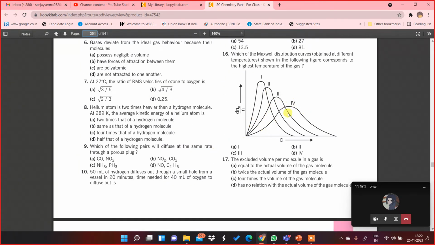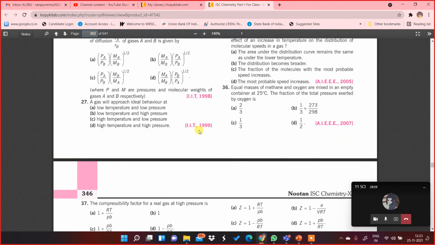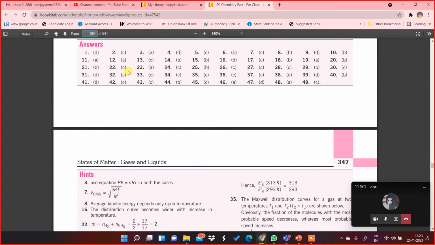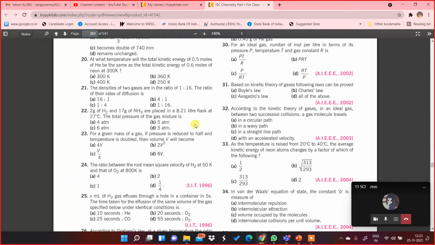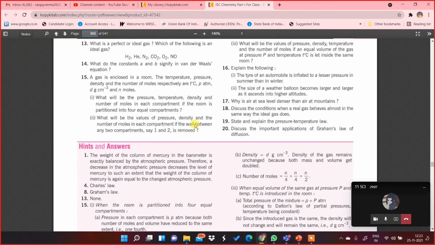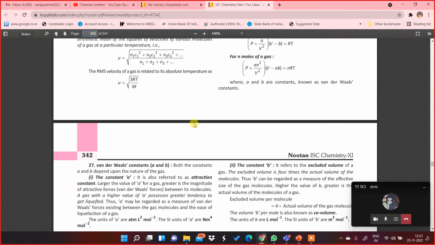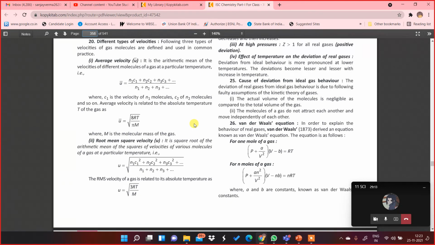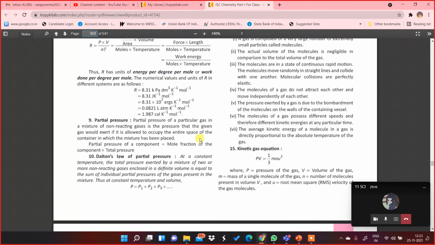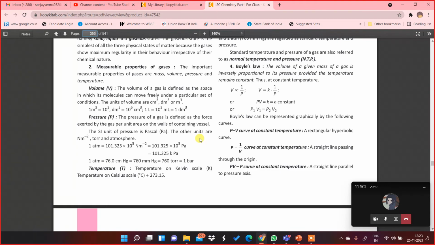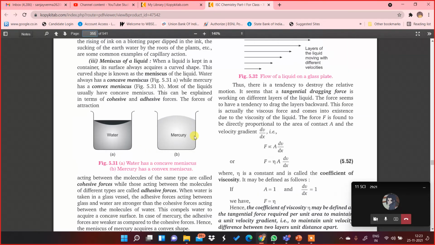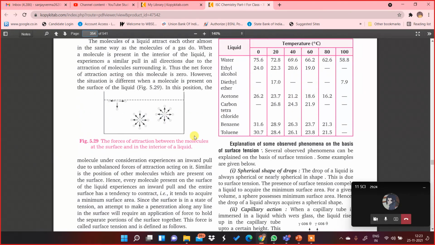This is the Maxwell distribution curve. With the rise of temperature, the randomness increases and the area is decreasing. Like this question, you solve. The options and correct answers are given here already. Then for numericals, I'll tell you which ones you should go through. Only simple numericals; numericals based on the Van der Waals equation are not required. You can read through viscosity and surface tension on your own.